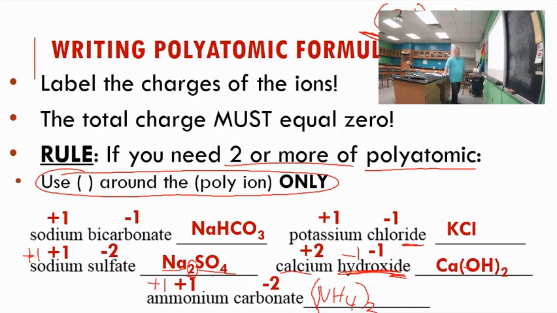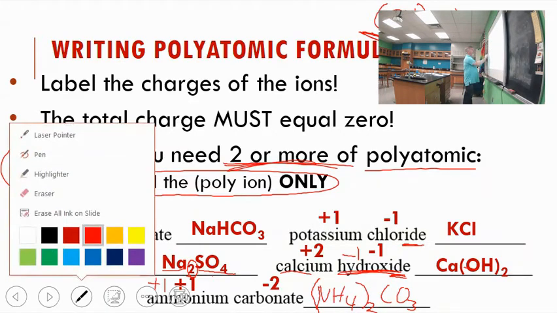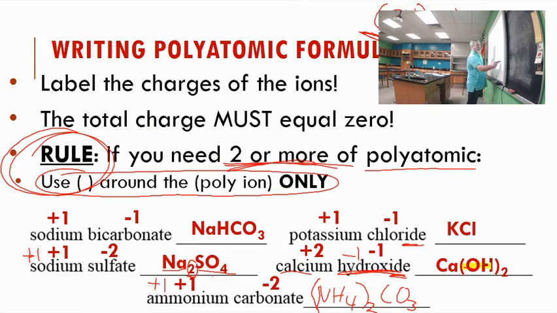Carbonate, we see that its formula is CO3. We only need 1 of those, so we're done. We don't need parentheses. So be very careful with your parentheses. Use them when you have 2 or more of a polyatomic, like we did here. If you don't need 2 or more, don't use parentheses. We only needed 1 here, no parentheses.